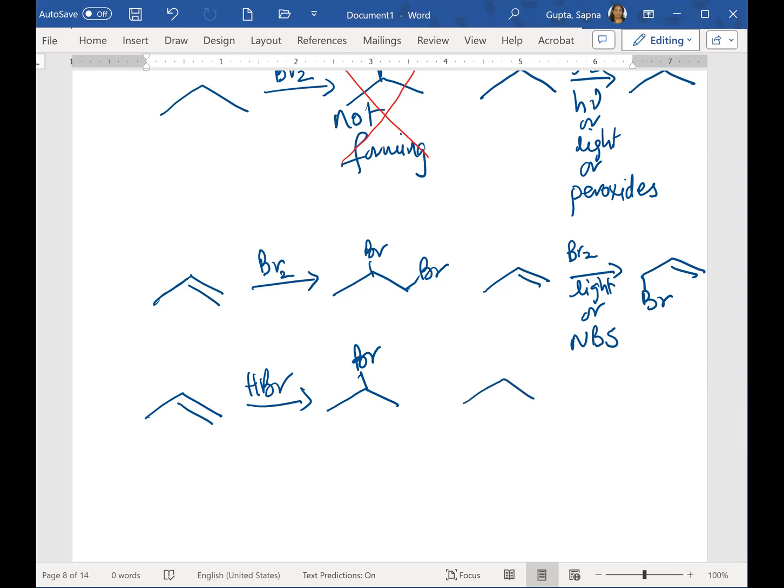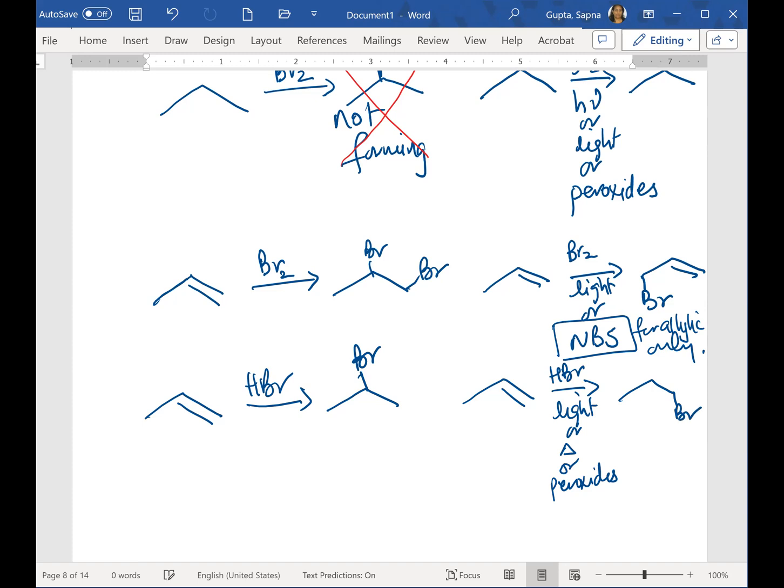But in the case of HBr with light or heat or peroxides, and I can use any of these conditions, and NBS I can't use everywhere. Okay, NBS is only for allylic. That's it. NBS only for allylic. Okay, so HBr in light, and now you end up getting this kind of an addition, which is anti-Markovnikov.